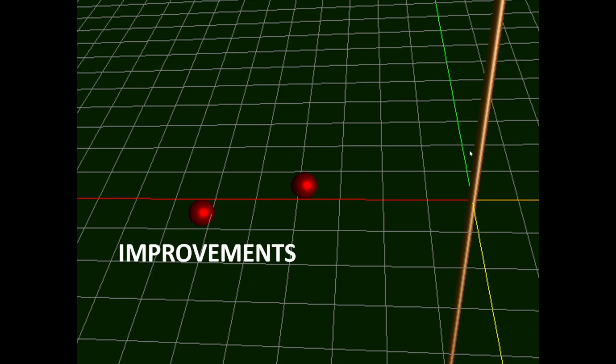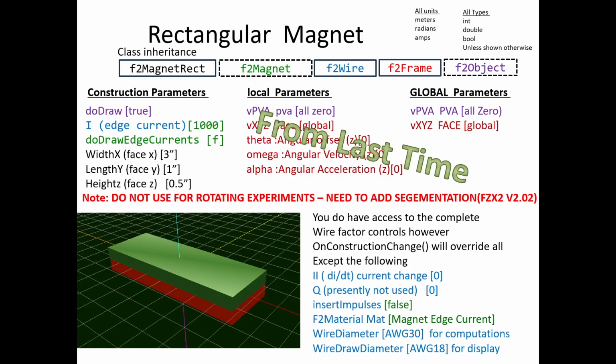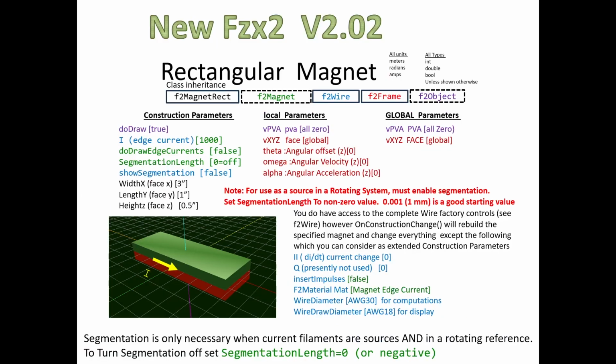Okay, the first thing we're going to talk about is improvements. Last time with the rectangular magnet we had "do not use for rotating experiments, need to add segmentation," and I was going to put that in physics 2.02. If I say physics 2.2, I mean 2.02. I got to thinking, we're going to be using this for a long time, and it's probably not a good idea to leave any landmines, because if we decide to use rectangular magnets in the future in a rotating reference frame, I might forget about this. So I decided that we're going to finish adding the segmentation.